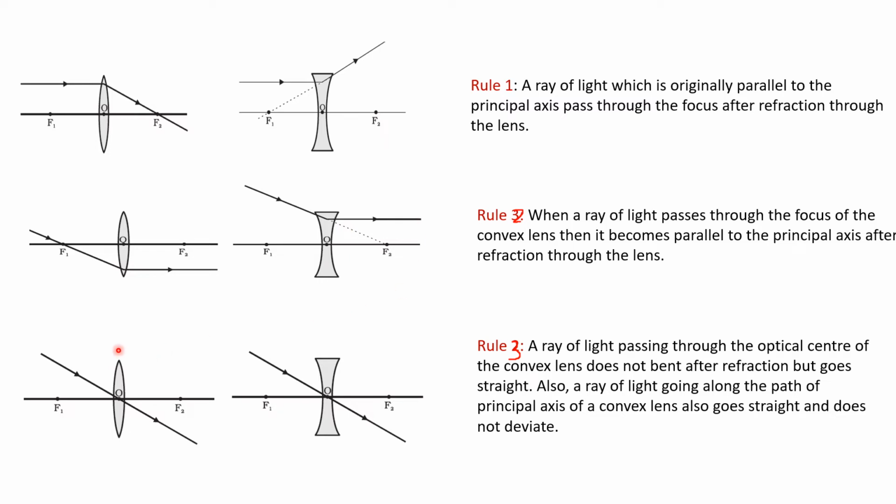Now the third rule: a ray of light passing through the optical center of a convex as well as a concave lens. If you see this ray of light passing through the optical center, in both cases it goes straight. There is no deviation. If you see, the ray is not deviated. So there is no deviation when a ray passes through the optical center. These rules are very important for the formation of images.